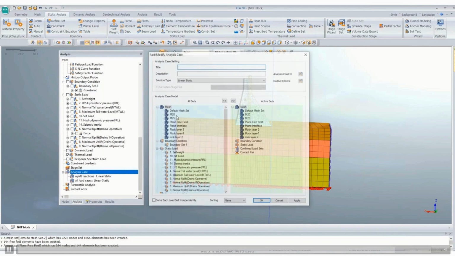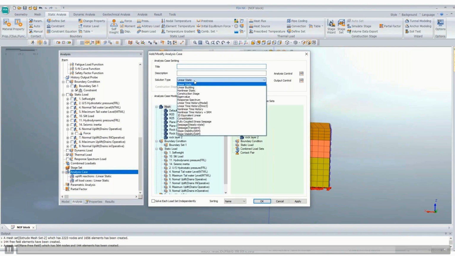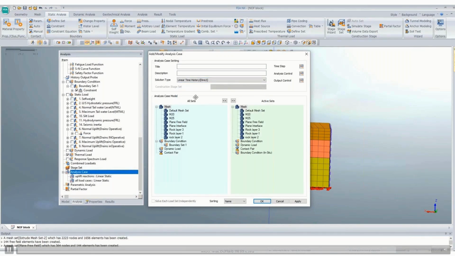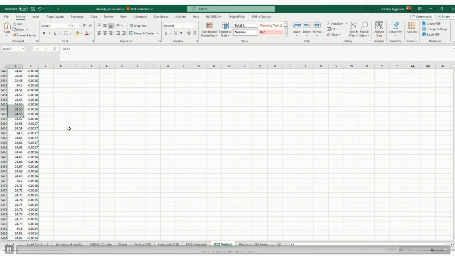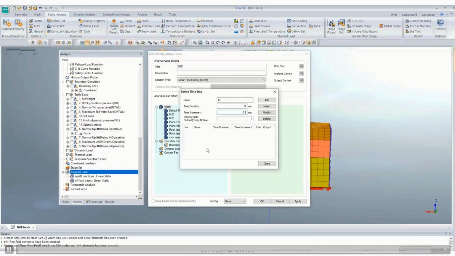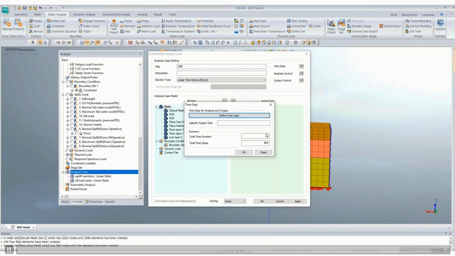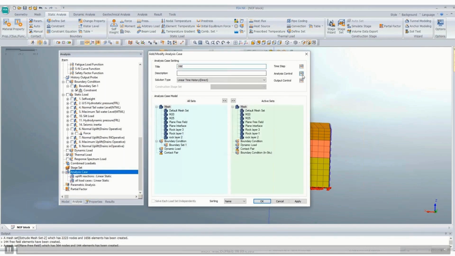So I'll create an analysis case for DB time history. Change it to linear time history. Direct I'll be using. We will be discussing direct and modal time history in the next session while going through the code. So I'll mention DB time history. Time steps I have to define. I'll name this time step as T1. As we have seen, up to 8 seconds maximum response was there and the time step was 0.01 for this time history. So I'll keep this. Specific output I'll require at each time step, so I don't have to specify anything here. Then analysis control.